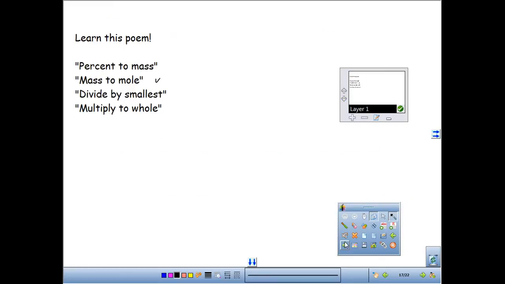And typically, I got this from Mr. Geyer. This is what I think is the best way in the world to do it. Learn this poem, stop the video, write this down. And that is percent to mass, mass to mole, divide by smallest, multiply to whole. Okay, so what does this mean?